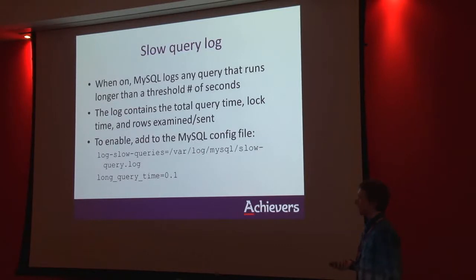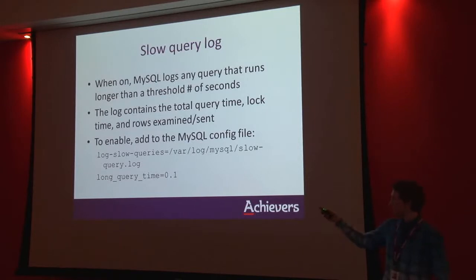So for those that don't know, the MySQL slow query log is functionality where, if you turn it on, it will log any query that takes longer than a certain threshold of seconds to execute, and it will contain information on how long it took, the number of rows it read and examined, and if it had any lock time.